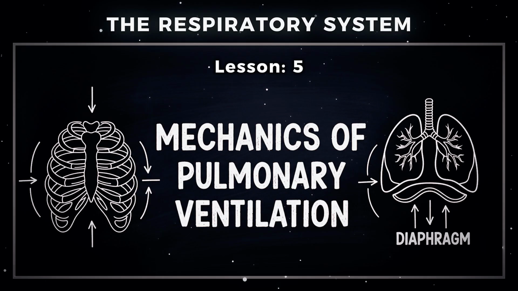Expiration, the act of breathing out, is usually a more passive process when you are at rest. Think of it like a rubber band that has been stretched. When the diaphragm and intercostal muscles relax, the natural elasticity of the lung tissue and the chest wall causes them to recoil. The diaphragm moves back up into its dome shape, and the ribs drop down and in. This decreases the volume of the chest cavity. As the volume shrinks, the pressure inside the lungs rises above the atmospheric pressure, and the air is squeezed out.